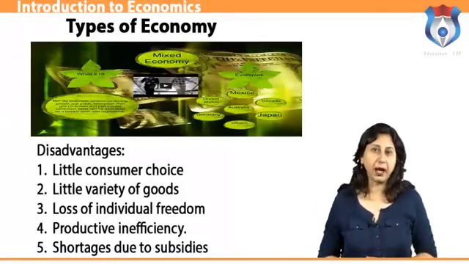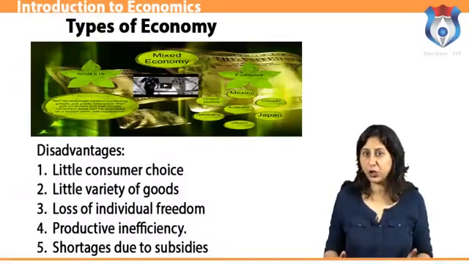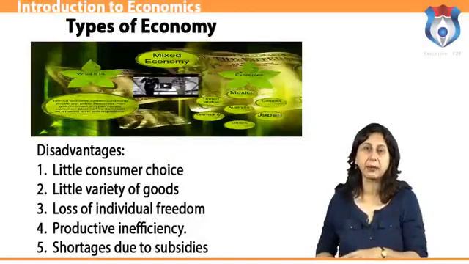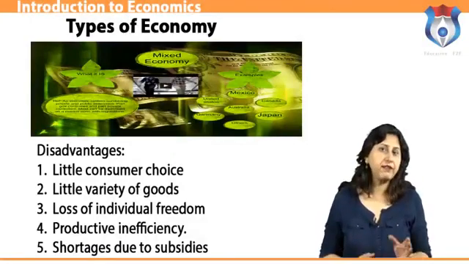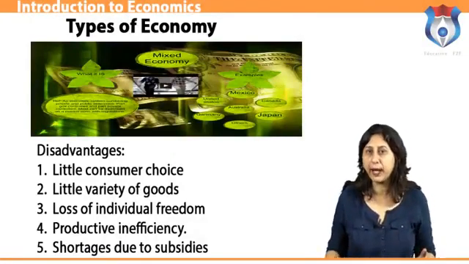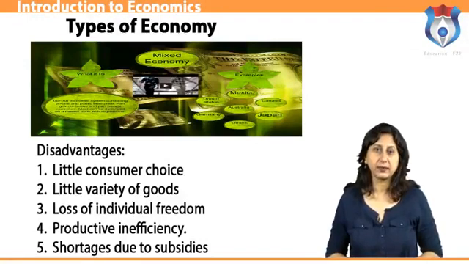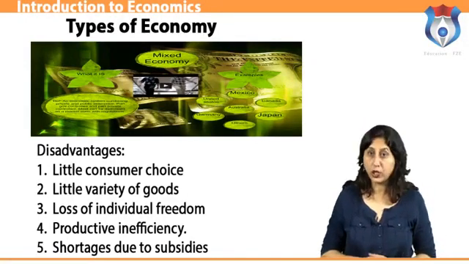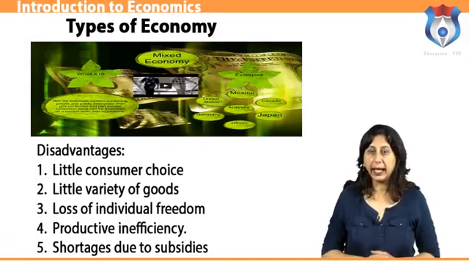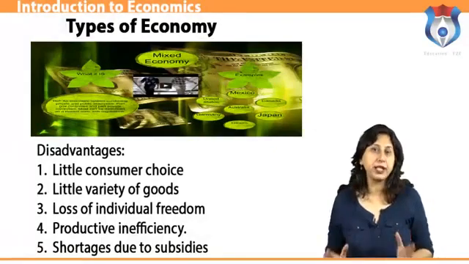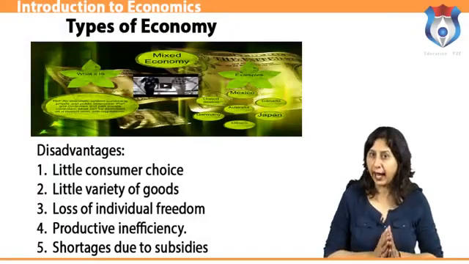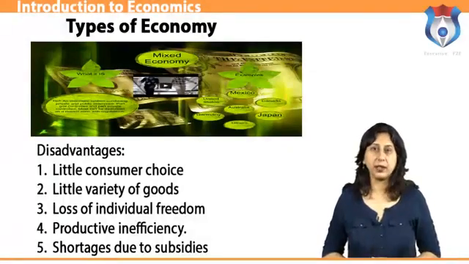Disadvantages of this system are that there is little consumer choice. Since everything is allocated according to a planning process, consumers will have little say in what is provided directly by the state. Little variety of goods and services, loss of individual freedom. It leads to allocative and productive inefficiency due to a lack of competition and no profit motive.